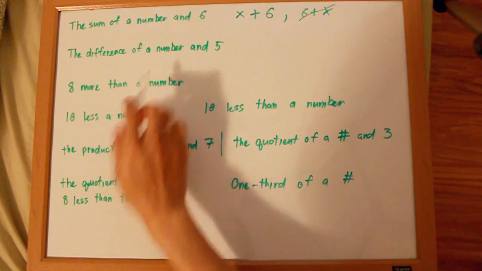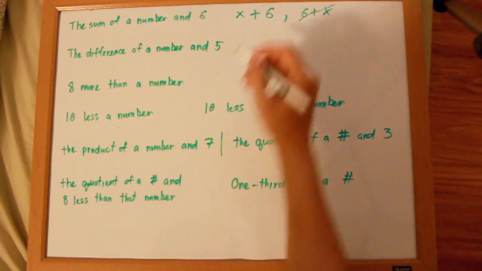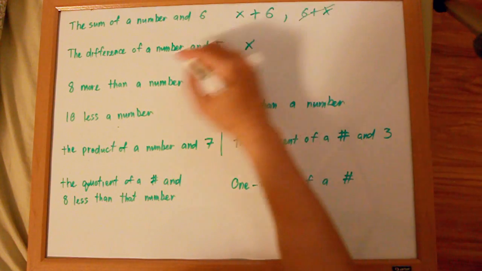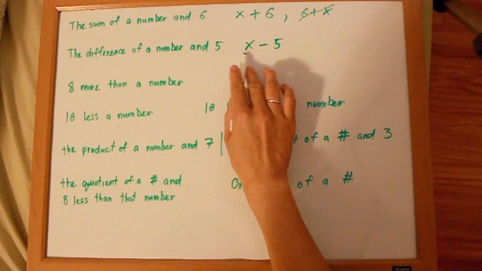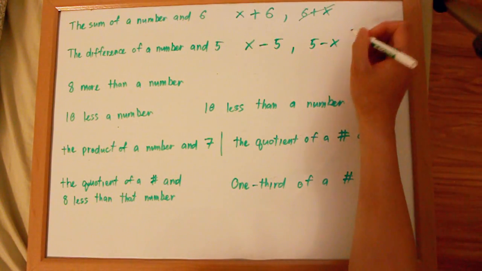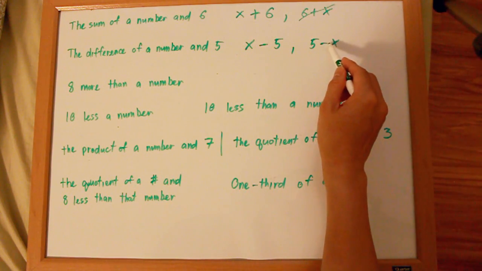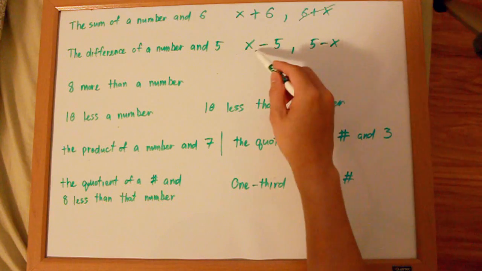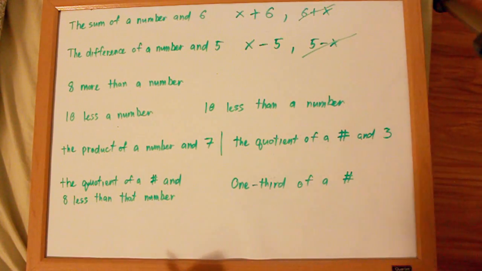The difference of a number and 5, same thing. The difference in algebra means subtraction. So a number and 5 is a number minus 5. It is not 5 minus x. This is completely wrong, as you can see. This makes the x a negative number and the 5 the positive, and the order is totally off, so that is not the right answer.